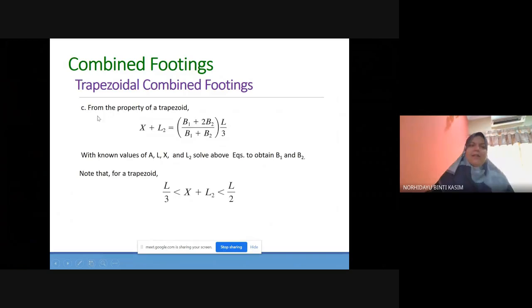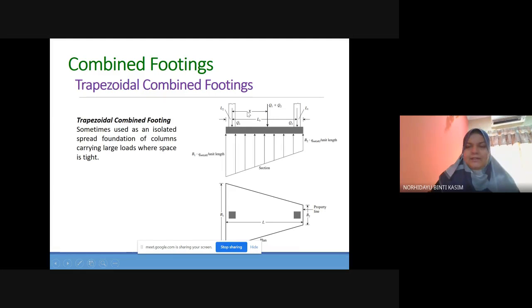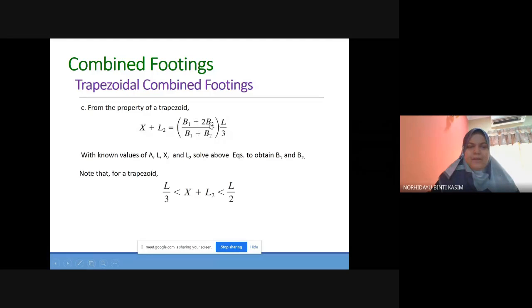Okay, where was I? Here. From the property of the trapezoid, you can calculate this one: X plus L2 equal to this equation. And then with known values of A, L, X, and L2, you can solve the above equation to obtain B1 and B2. So if you need to obtain the width of the foundation, you can use this equation. Note that for a trapezoid, this is the constraint. You have to follow this one.